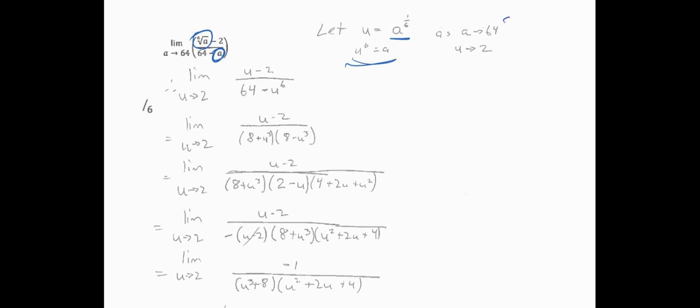And when I do that, I have to make sure that I reevaluate what my limit statement will be. I do that by taking the thing that a was approaching and subbing it in, literally figuring out what u is, and then that's what u approaches. As a approaches 64, u approaches 2. So that's how we do that little trick.